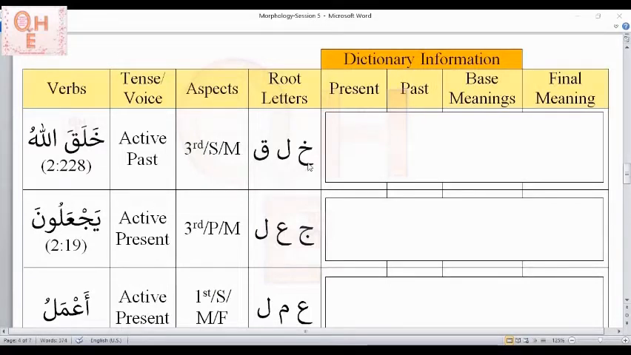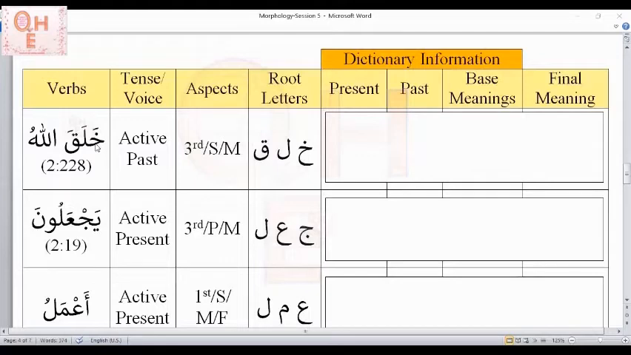The main meaning of a set of root letters actually corresponds to 3 things: the past tense pattern, the present tense pattern, and the base meaning. That is, let's say, the definition of a set of root letters. So whenever we plug in new root letters, we should get the past and present tense pattern as well as the base meaning. So let's work on these words.